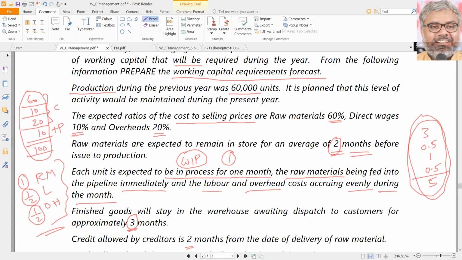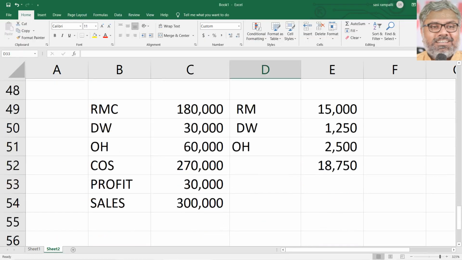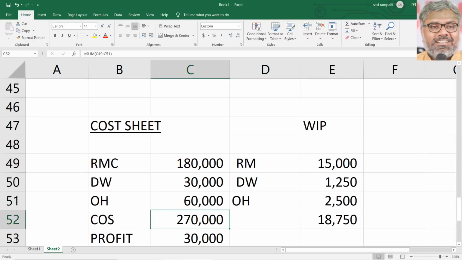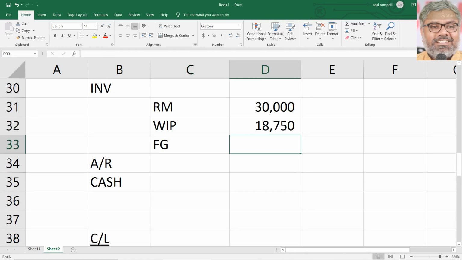3 months. So finished goods have to be taken on the basis of cost of sales, cost of goods sold, or cost of production normally. But in this case, since there is no administration overhead, selling and distribution, nothing specially is given, 2,70,000 itself can be taken as the overall cost of production and cost of sales also. There is no difference in that. So the same 2,70,000 can be taken.